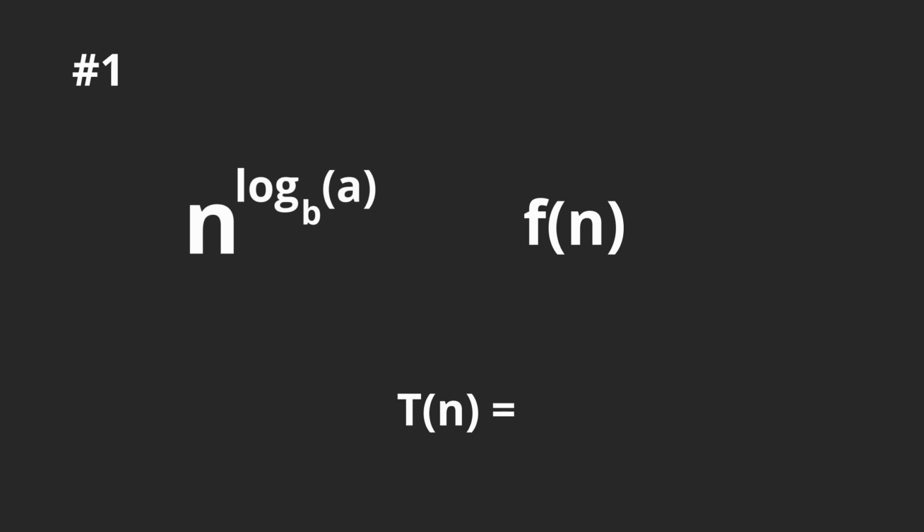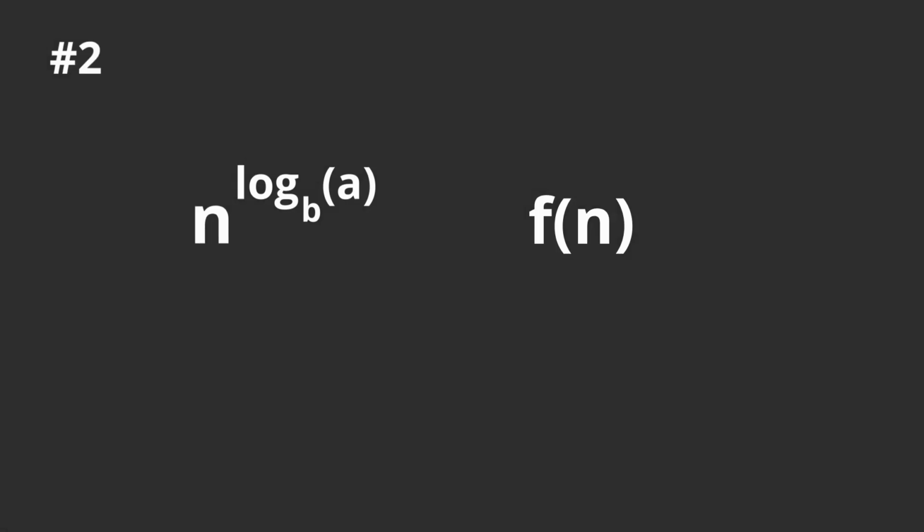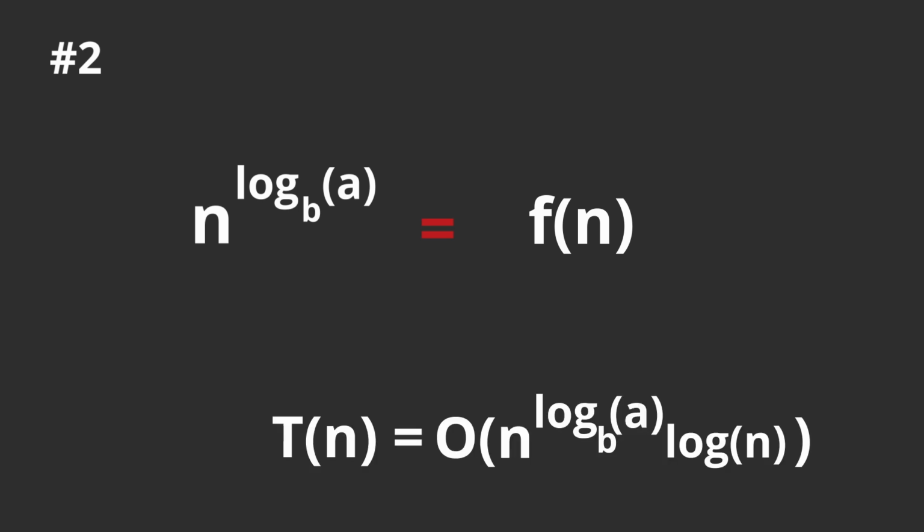Scenario 1, n raised to the power of log to the base b of a is greater than f of n. If this is the case, our divide step is the dominant factor in our algorithm, and our runtime is equal to big O of n raised to the power log b of a. Scenario number 2, n raised to the power log b of a is equal to f of n. In this case, our divide step and our combine step take the same amount of time. If this is the case, our runtime is big O of n raised to the power log to the base b of a times log of n.